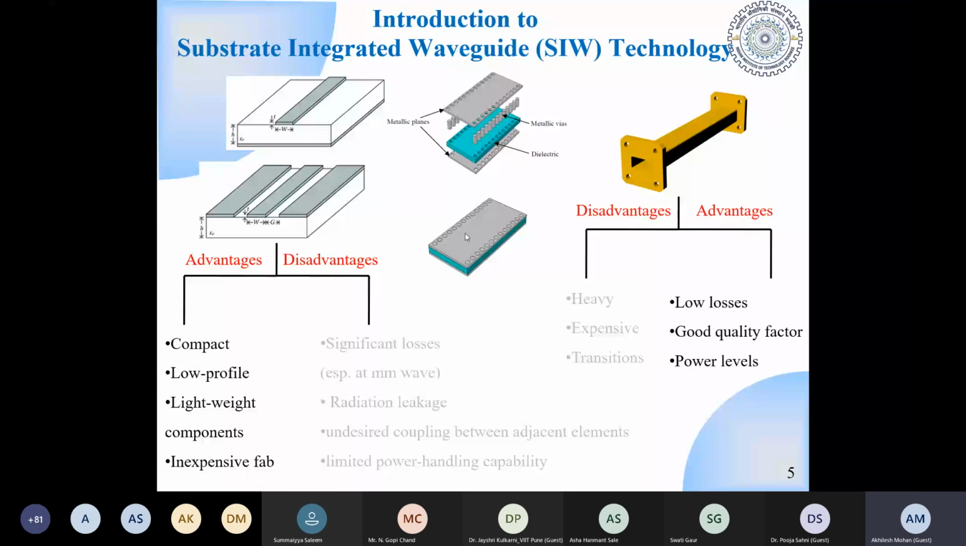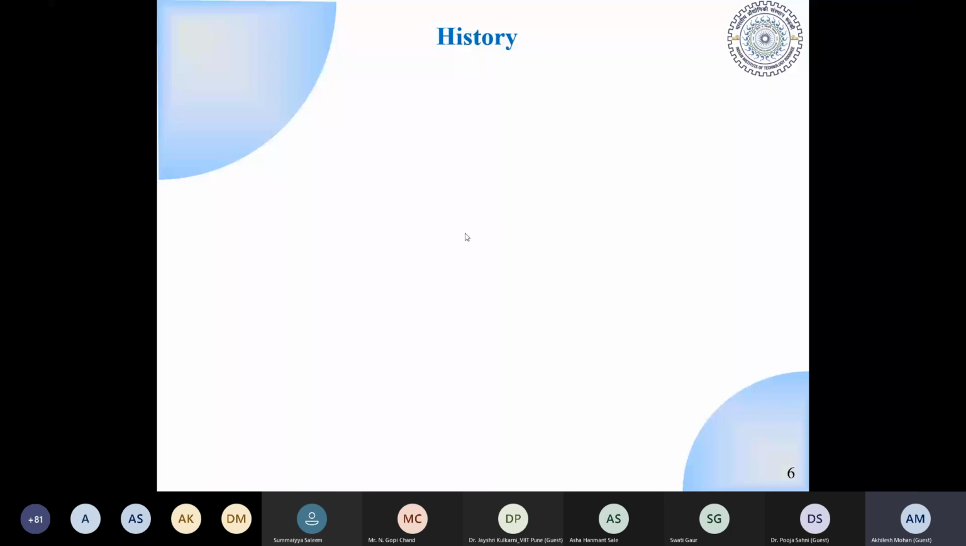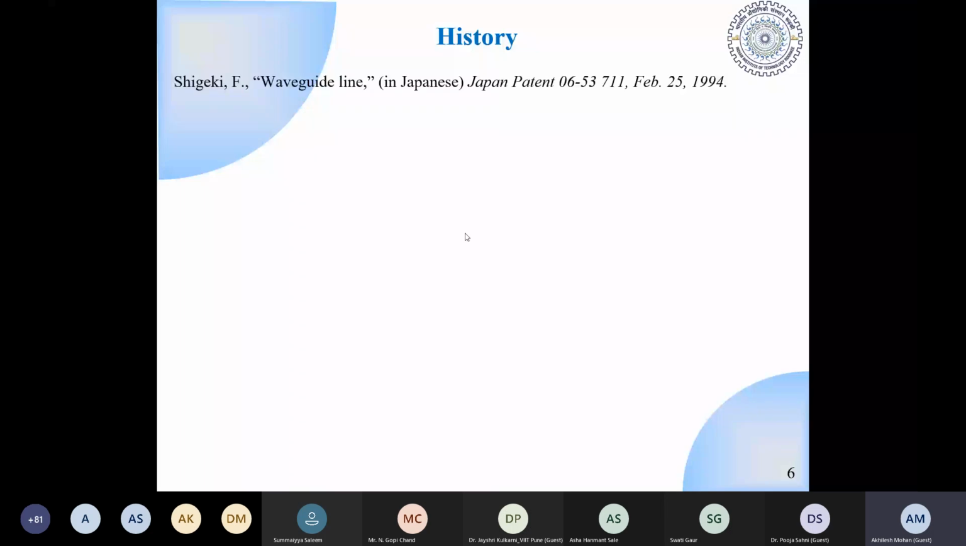Okay. So now I will start with the history. From where did this SIW start? SIW started with a Japanese group. Basically in 1994, they published a patent. They called it a waveguide line, so they introduced the waveguide line. They proposed something like a parallel plate waveguide.